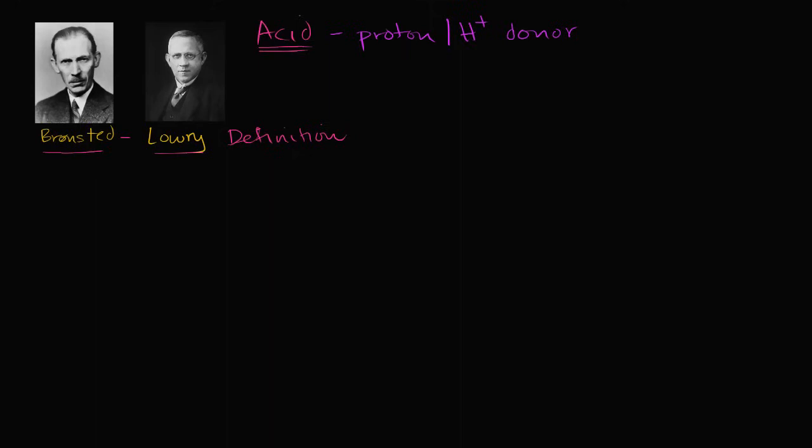So what would a base be? Well, you could imagine by this definition, a base would be a proton, or you could say a hydrogen ion acceptor. So let's make this a little bit more tangible with some examples. So one of the stronger acids we know is hydrochloric acid.